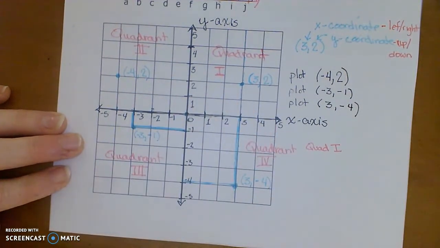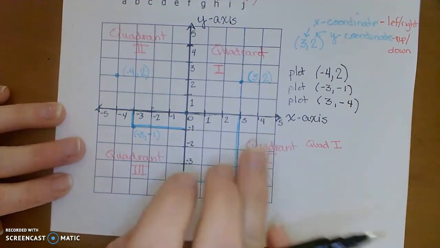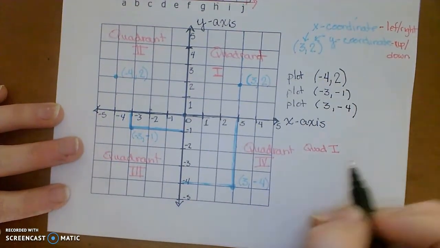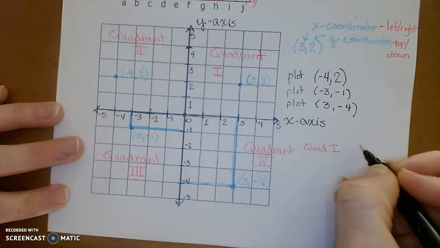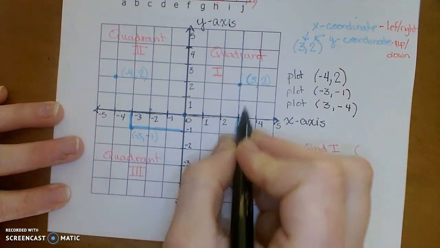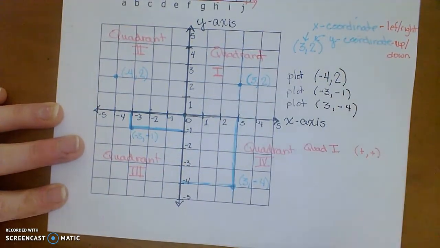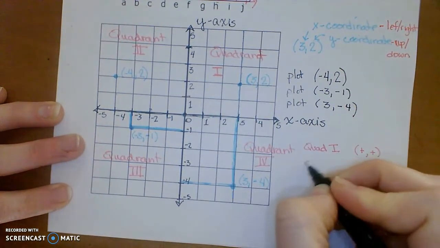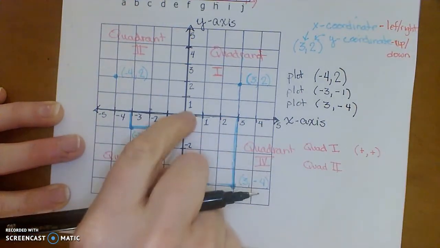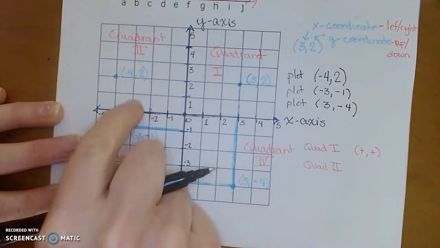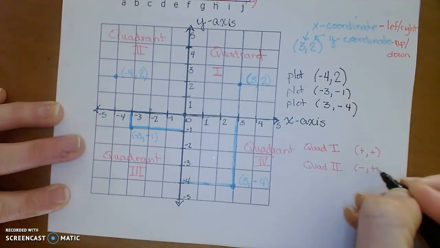So now, each one of these 4 quadrants describes different types of points. All the points in quadrant 1 have a positive x and a positive y. So all the points in quadrant 1 look like positive, positive. How about the points in quadrant 2? They all have a negative x coordinate but a positive y coordinate. So those look like negative, positive.